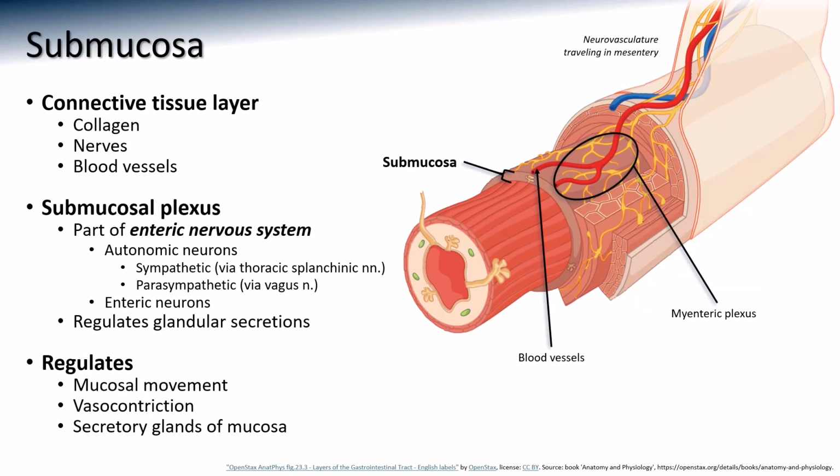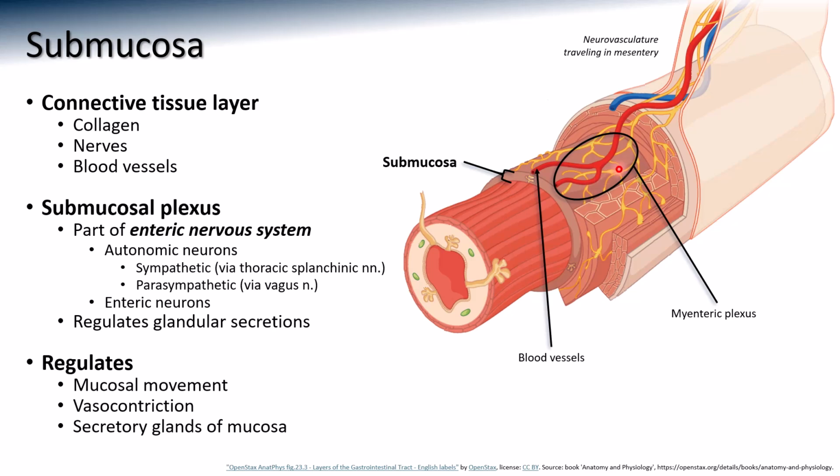Deep to the muscularis, then, is the submucosa, which is a loose layer of connective tissue, and that is going to make a great place for nerves and blood vessels to travel around in. This is where we find our second enteric plexus. So we're right here. Here's our blood vessels. Here's our submucosal or Meissner's plexus.